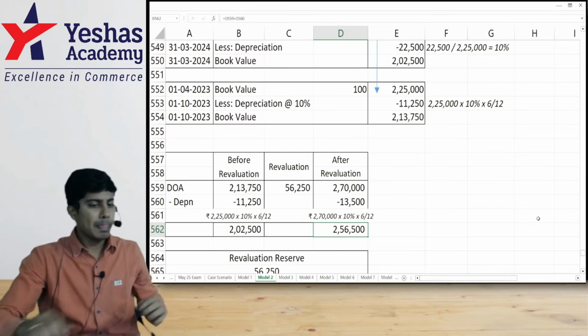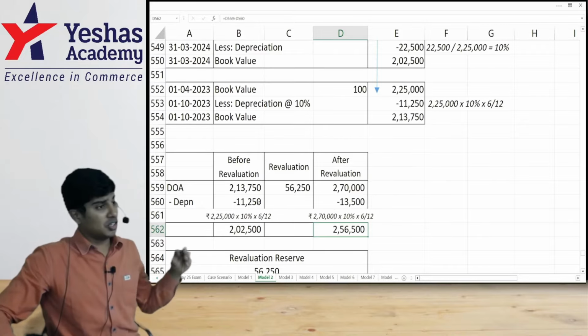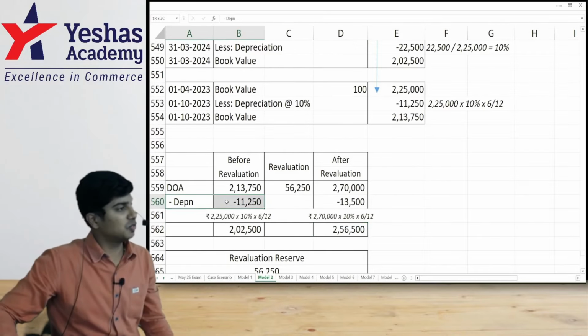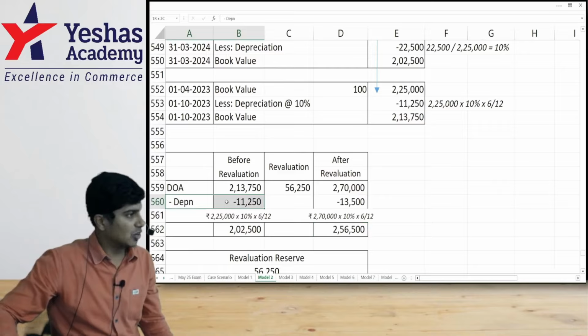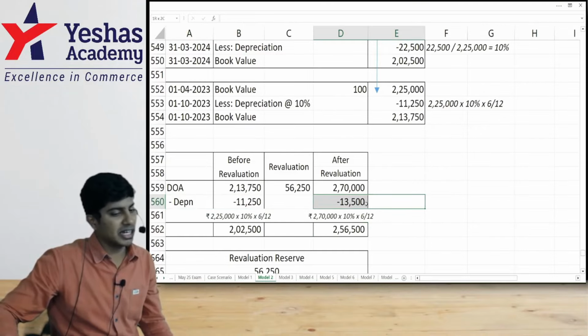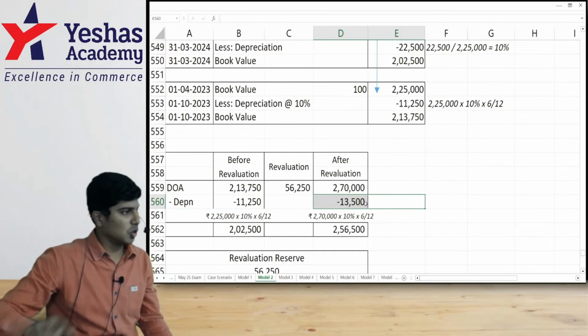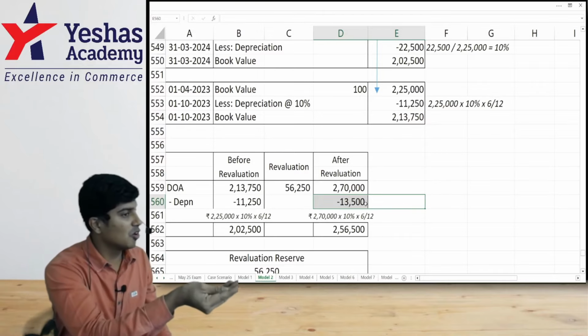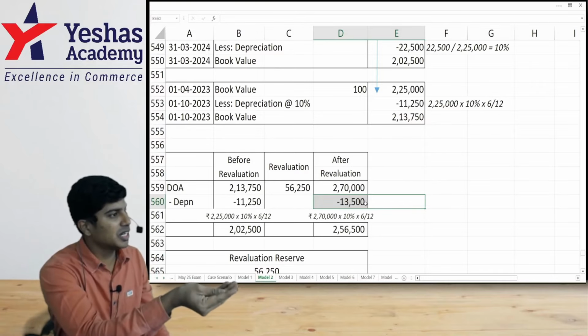Okay, cool. Now, how much is the depreciation already charged? 11,000. Am I right? In standalone. How much is the depreciation that should have been charged? 13,500. So we need to charge extra depreciation now. How much extra depreciation? 2,000.